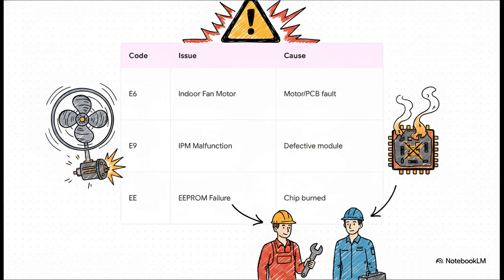However, as we look at E6, E9, and EE, the severity really scales up. If you see an E6, you are dealing with a jammed or failing indoor fan motor. An E9 points right back to that intelligent power module we just discussed, meaning you've got a defective module board. And an EE code, that is a total EEPROM failure. It means the actual physical memory chip holding your AC software is burned out or damaged. If any of these three codes flash on your screen, consider them immediate red flags. You need an electrician or an HVAC pro, definitely not a DIY weekend project.